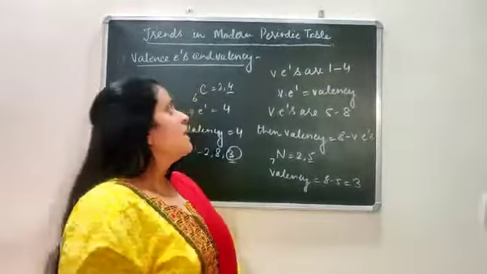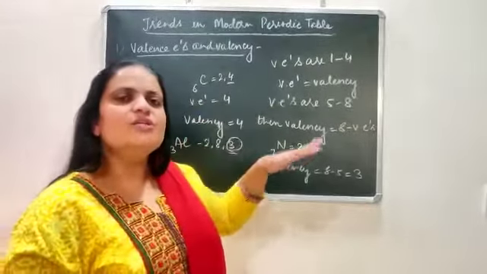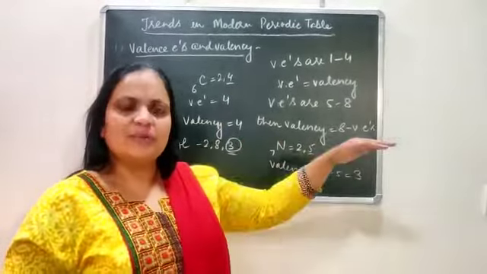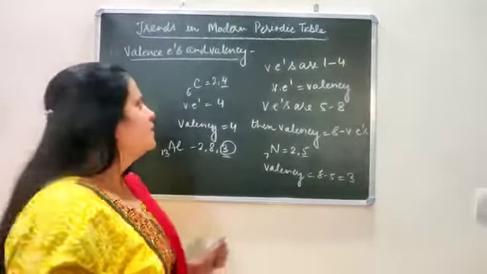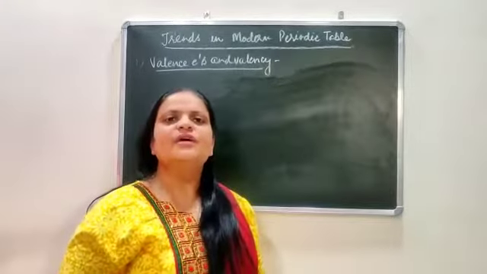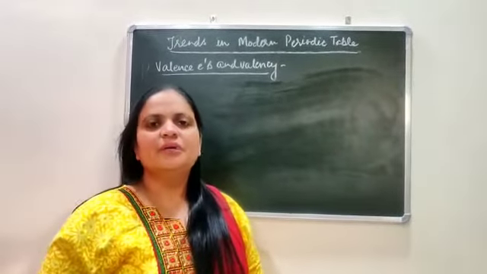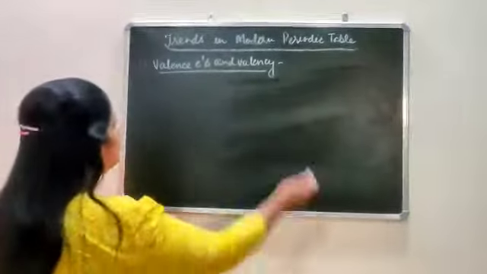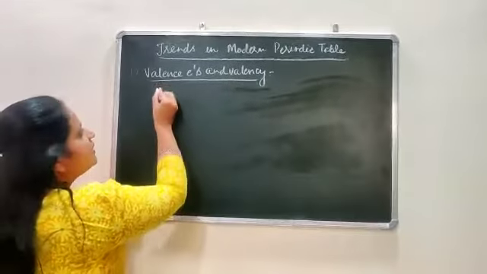Now we will discuss how the valency and valence electrons increase or decrease when we are moving across a period or along a group. Okay, let's talk about the variation of valence electrons and valency along a period and across a group. For that, we need to write down the first 20 elements of the periodic table.